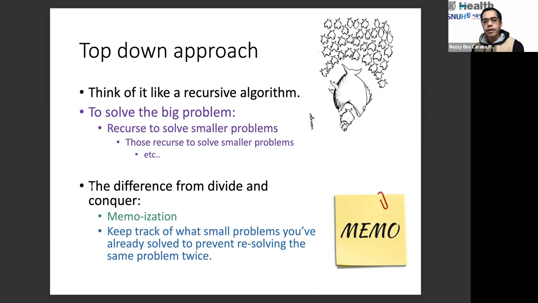And the difference from divide and conquer is that it uses memoization, and keeps track of which small problems you've already solved to prevent solving the same problem twice. So keep in mind that if you want to solve the problems, we sometimes also find another same solution. It's common if you're using dynamic programming or other computational programming. Sometimes we can also end up solving the same problem twice.